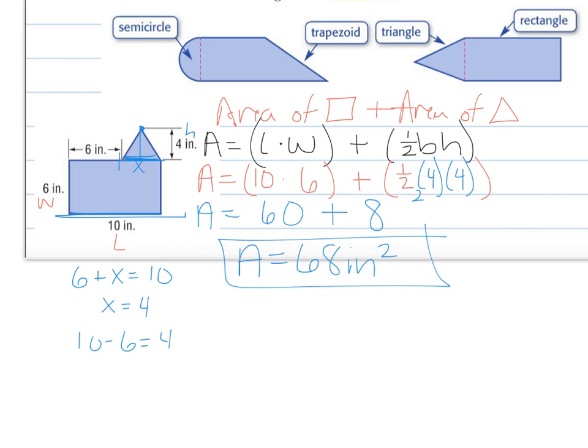So notice, that might have gone too fast for you. Make sure you pause and go back if you need to. I wrote down each formula, plugged into each formula, did them separately, and added them together. Okay, so it's the sum of the area of the shapes it's made up of.